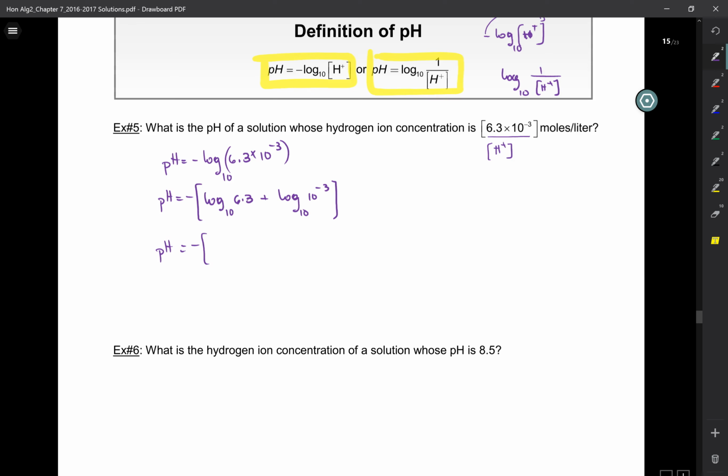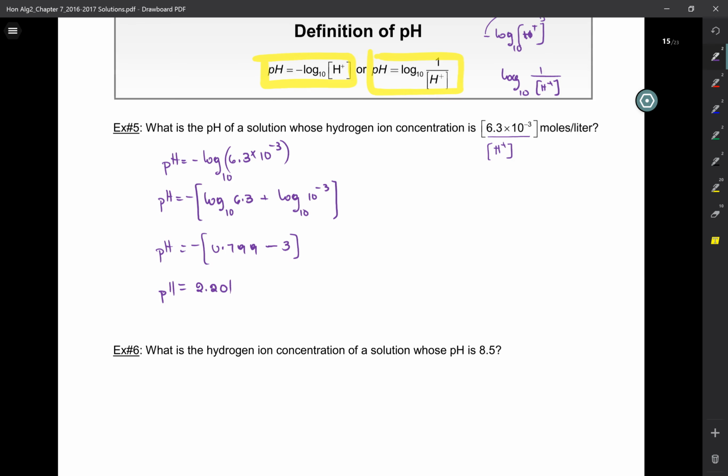Okay, so log base 10 of 6.3, we'll come back to that, but how much is log base 10 of 10 to the negative 3? Just look at this one. You're asking, what is the exponent of 10 so you get 10 to the negative 3? Well, negative 3. Okay? And what about the other one? So that we can plug into our calculator, and you just say log of 6.3, 0.799. So everything together, this is 2.201 is the pH.